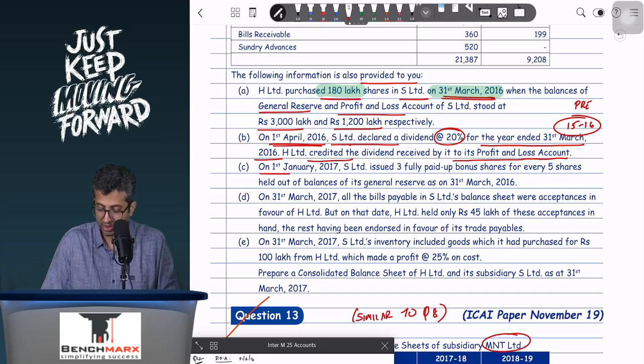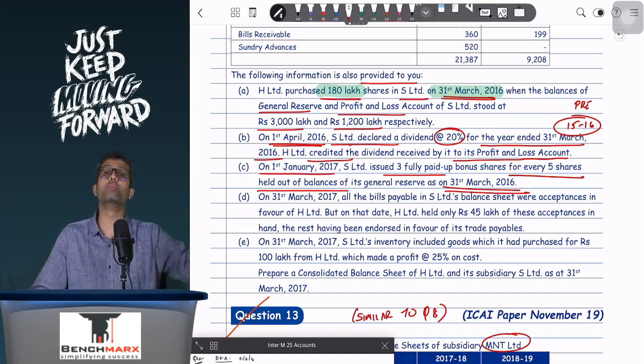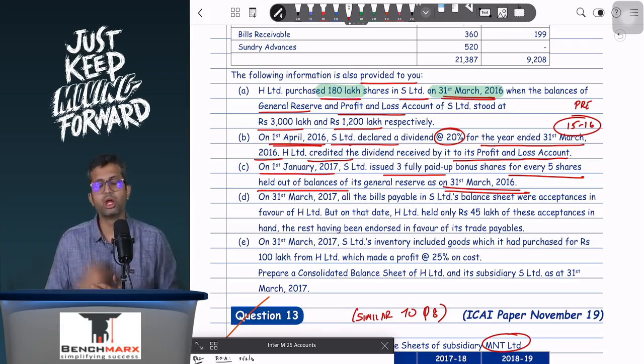On 1st of January 17, S issued 3 fully paid bonus shares for every 5 shares held out of the balance of its general reserve as on 31st March 16. It's very clearly told that the bonus is out of the opening general reserve balance. So your journal entry would have been general reserve account debit to, let us say, equity share capital.